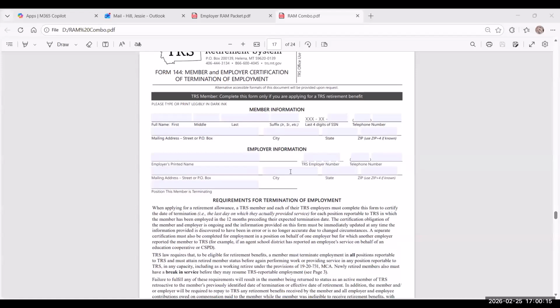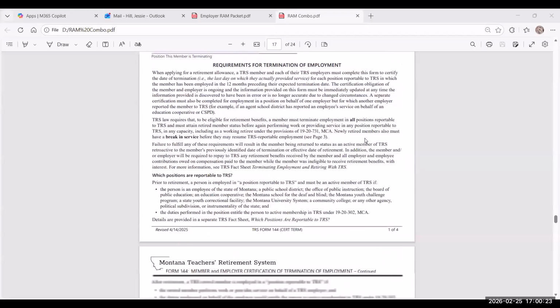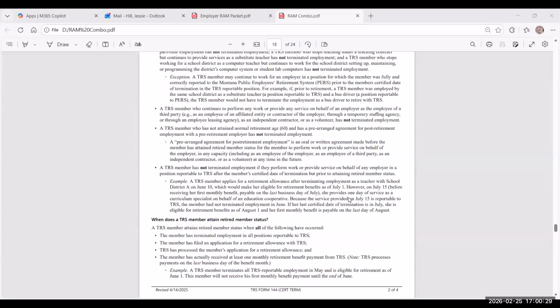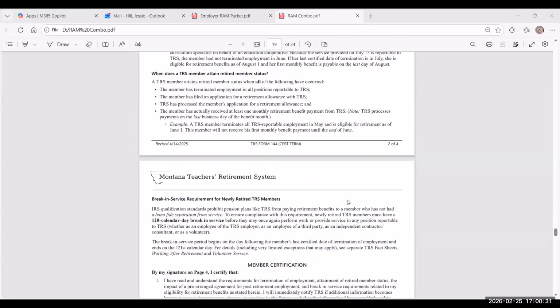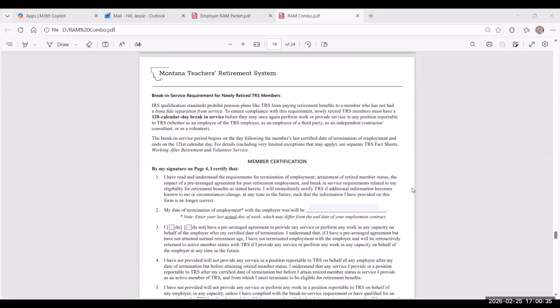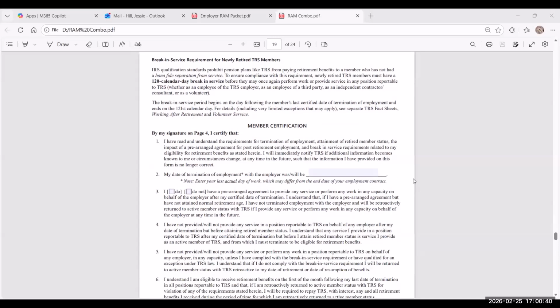This is not a trifold, but it's a folded form that they open up. It's a total of 4 pages, and on the inside there's a lot of information about what constitutes termination of employment and how a member obtains retirement. So it's a lot of reading for them about the break in service after they are done. But there are a couple pieces they have to sign or fill out on the third page on the inside of the form. Number two, they have to provide their date of termination.